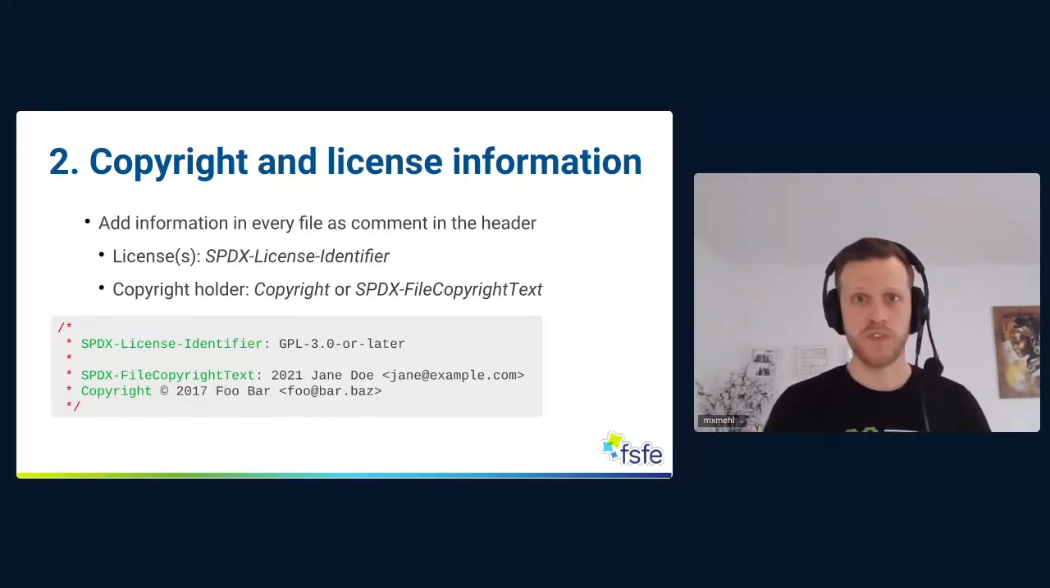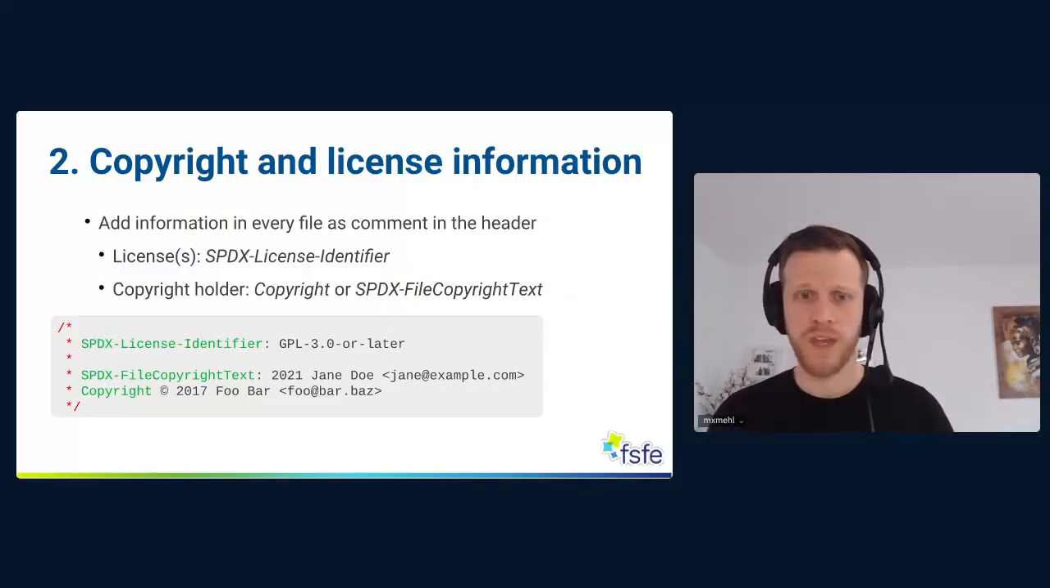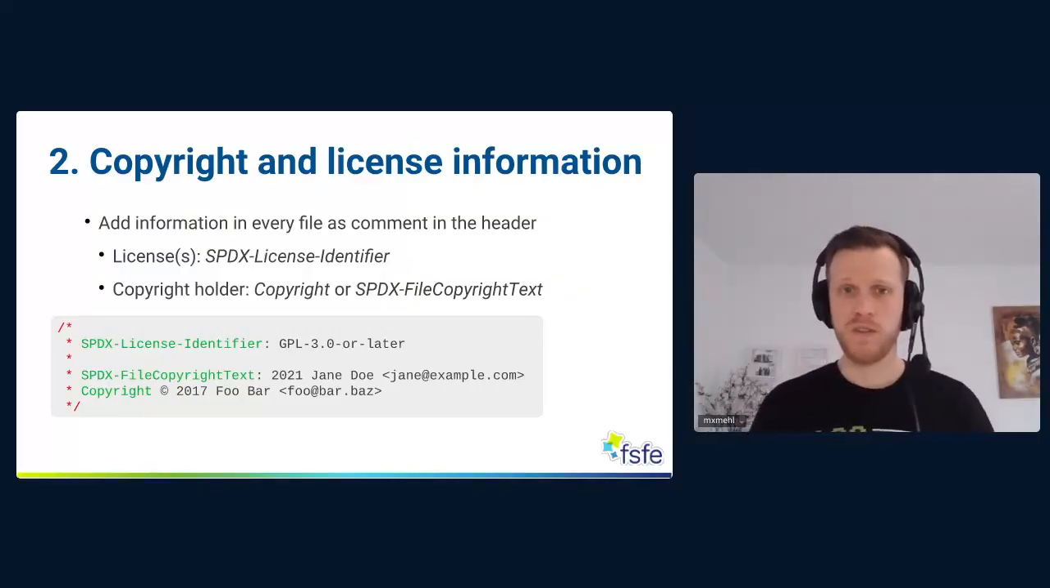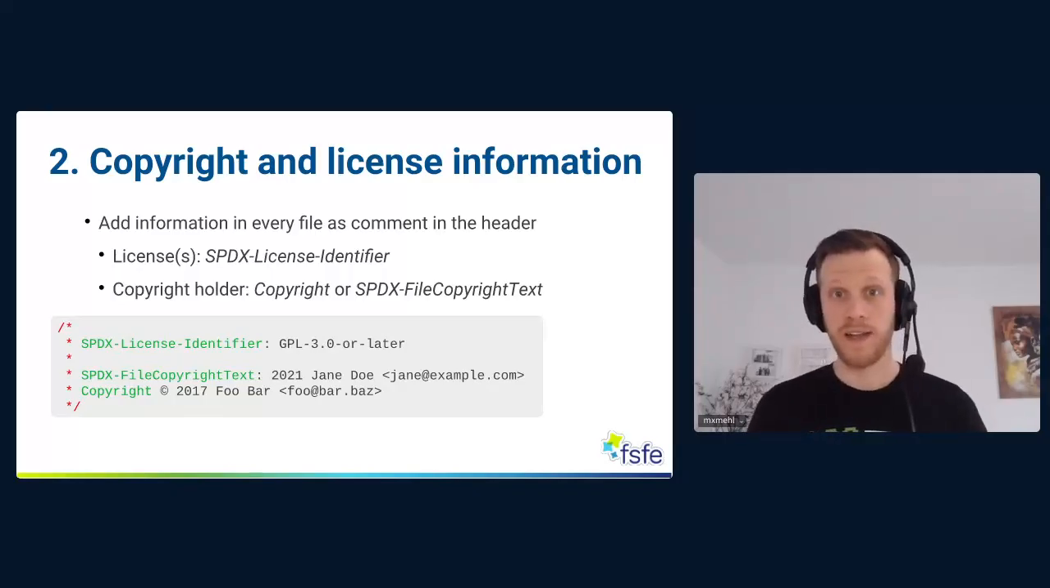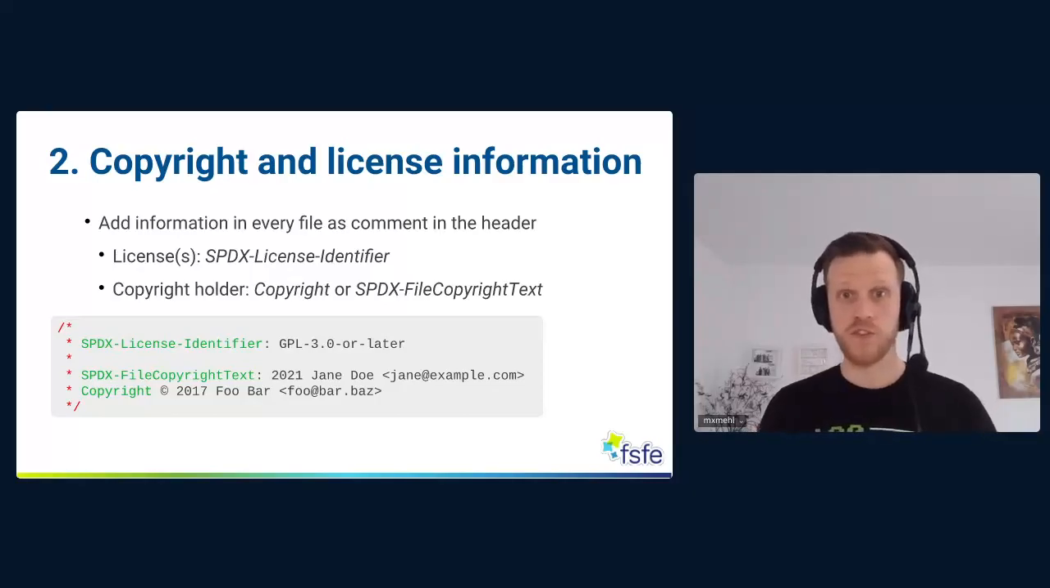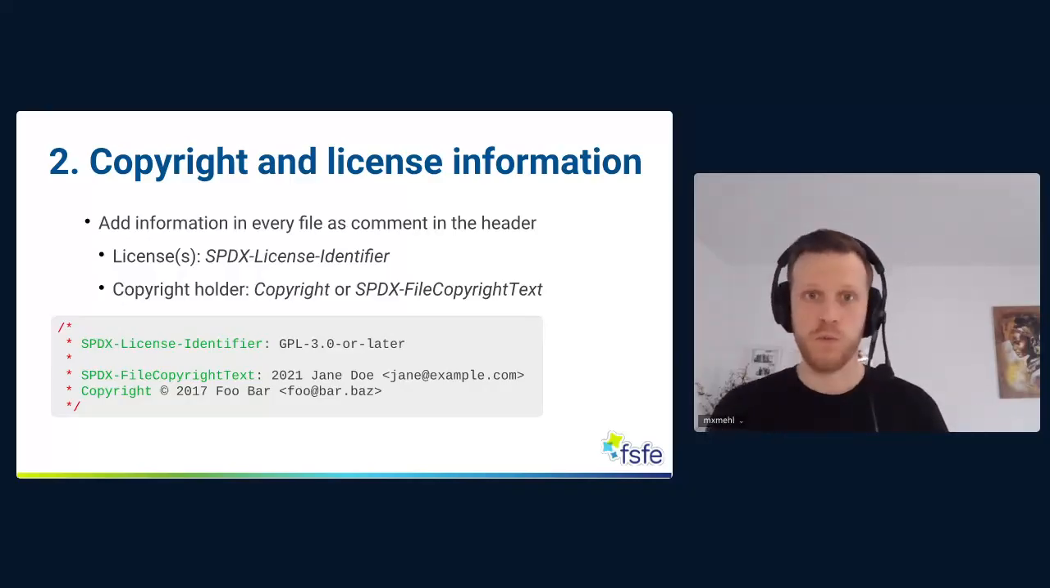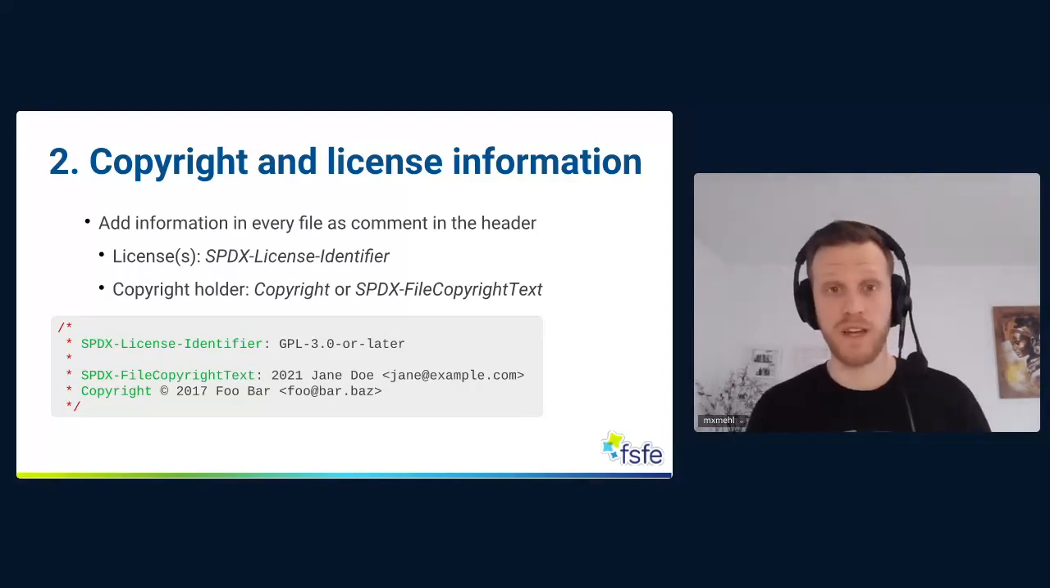Then the second step is the most interesting one. You're asked to add information about copyright and licensing as a comment in the file header. Most source code formats support comments. And for the license, we say that you should use the SPDX license identifier tag. This is a string with which tools, but also humans, can find out which SPDX license identifier actually applies.